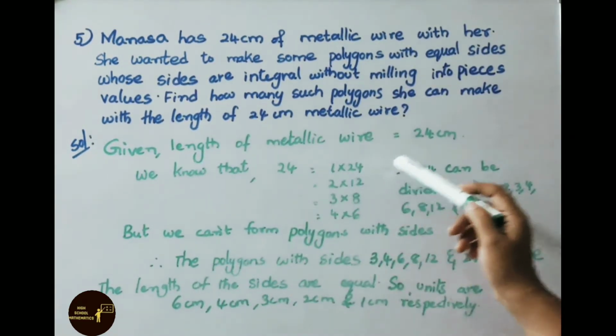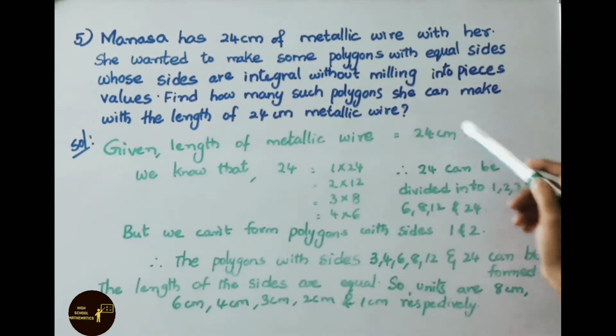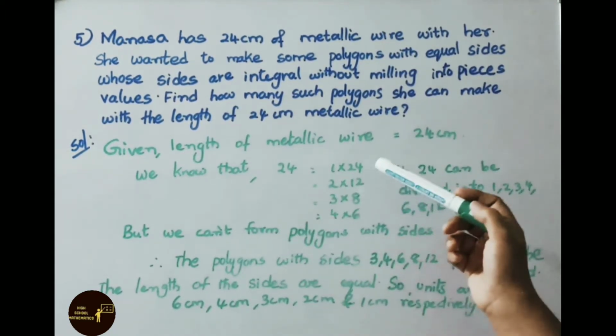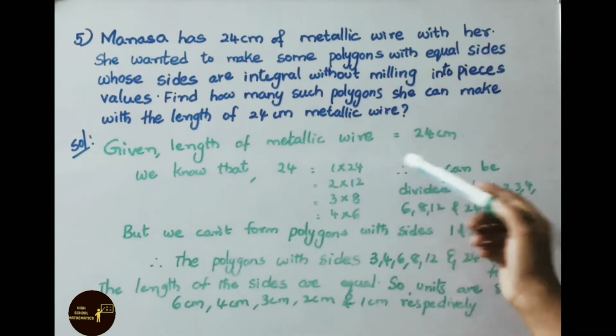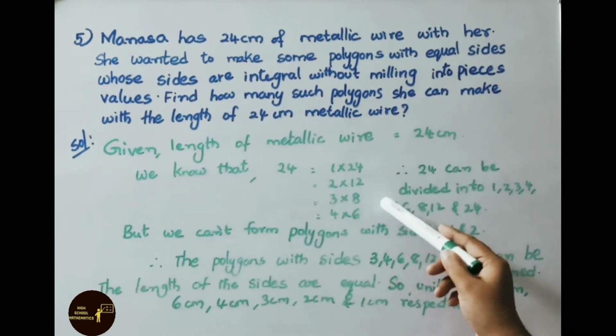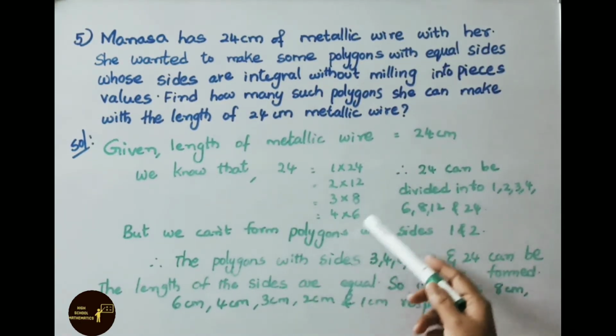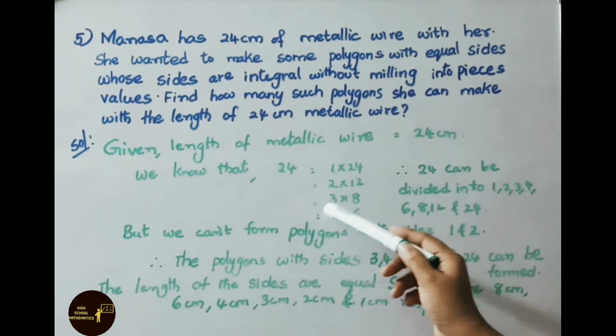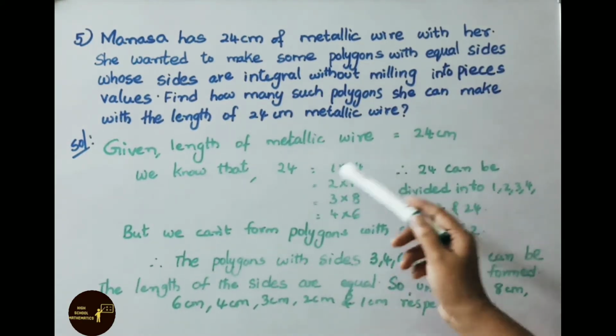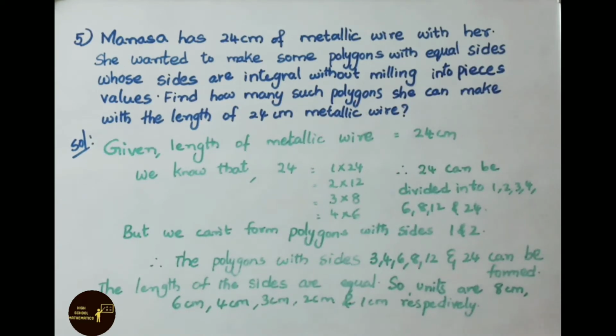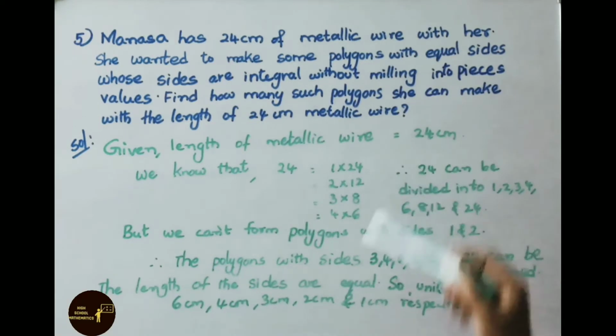Given length of metallic wire is 24 centimeters. We know that factors for 24 are 1 into 24, 2 12s are, 3 8s are, 4 6s are, and in reverse order 6 4s are 24, 8 3s are 24, 12 2s are 24, 24 1s are 24. So 24 can be divided into 1, 2, 3, 4, 6, 8, 12 and 24. That is, factors for 24 are all these numbers.